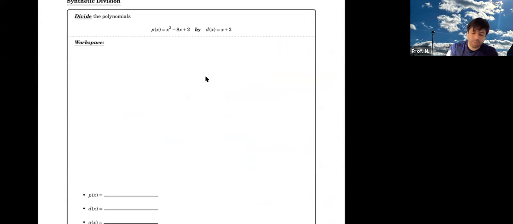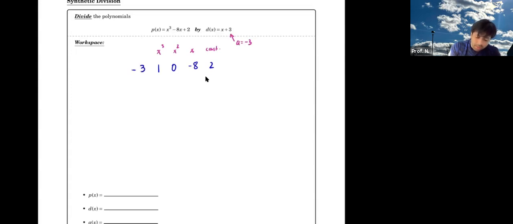So what's the next one here? What are the coefficients of P of x? Well, we start with x cubed, right? So here, we can write this as x cubed, x squared, x, and constant. So then what's the coefficient? 1, 0, -8, 2. What's my a value? My a value here would be -3. And this -3 is going to be placed outside.